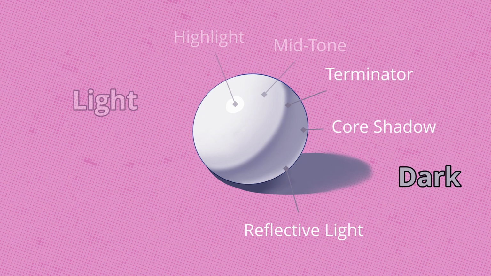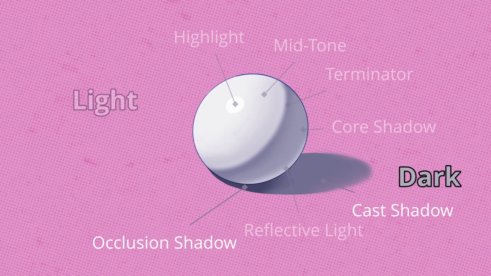Now since the ball is blocking the light, a shadow will form. This is the cast shadow. Within the cast shadow, the shadow will become gradually softer if the light source is farther away from the ball. Meanwhile, the surface of the ball which contacts the ground is the occlusion shadow. This is the darkest part, and that's a brief explanation of light and shadow.